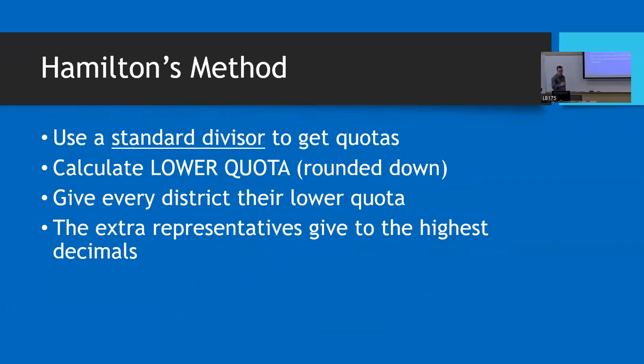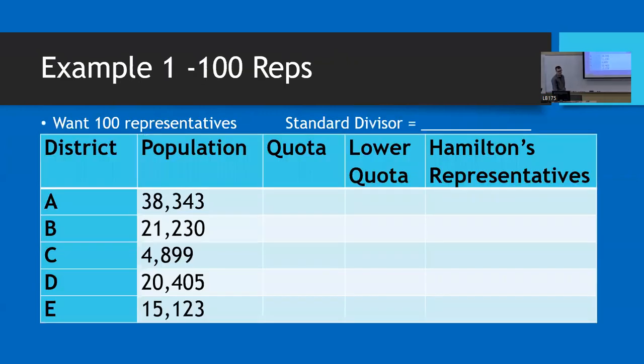So again, Hamilton's method, we use the standard divisor, we get those quotas. We give every district their lower quota, and then the extra representatives that we haven't given out yet are given to the highest remaining decimals. All right. Let's do an example.